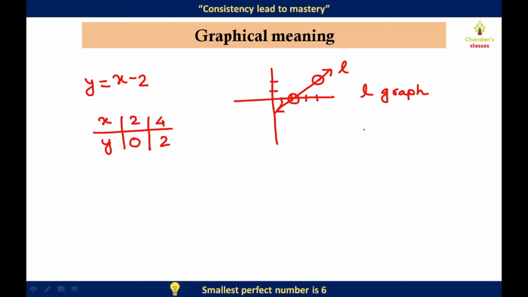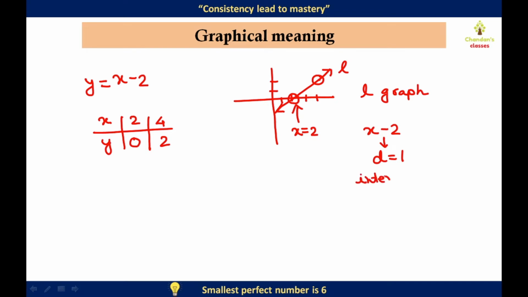Now try to understand this concept. X minus 2 is linear, so it has degree 1, right? Now look at the graph L. At how many points does L intersect the x-axis? Not the y-axis but the x-axis. You can notice L has intersected the x-axis here, and at this particular point the value of x is 2. So at how many points does the graph intersect the x-axis? At 1 point.